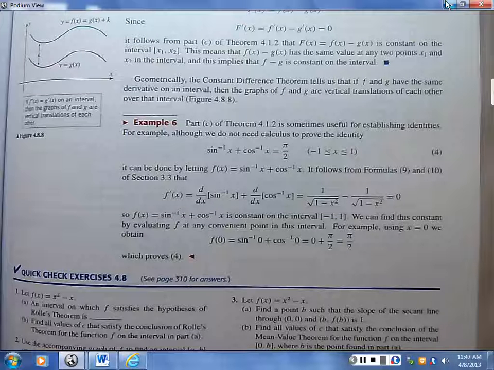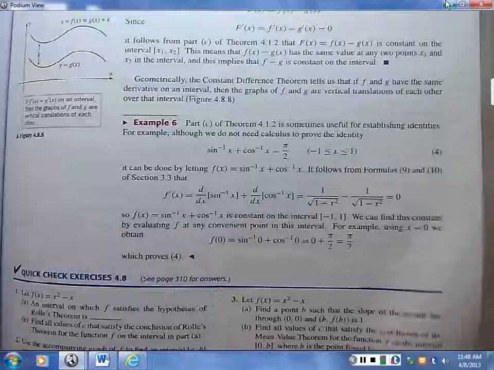So they can only at most be off by a constant. If you take this function and differentiate it and take this function and differentiate it, then they're equal to each other. So they can only at most be off by this constant. It turns out they're off by pi over 2. So you can use it to prove theorems in some instances, and that's what your book uses it for.